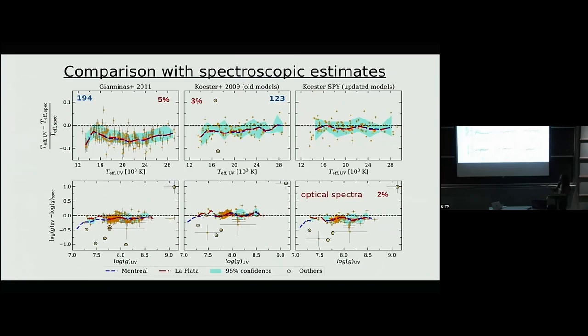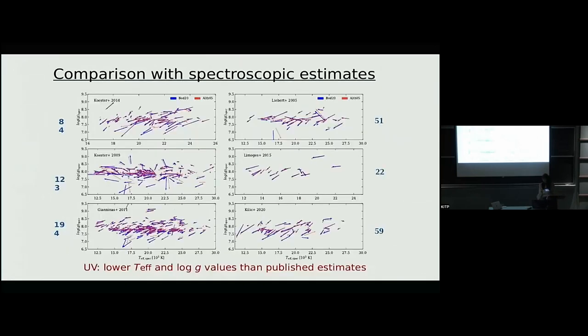You can clearly see that the temperatures are deviating by 10% in the case of Jeanine's, whereas in the other surveys it is around 3% deviations. Now, overall, we can say that from the UV, we found a lower T effective and log G compared to the published estimates.